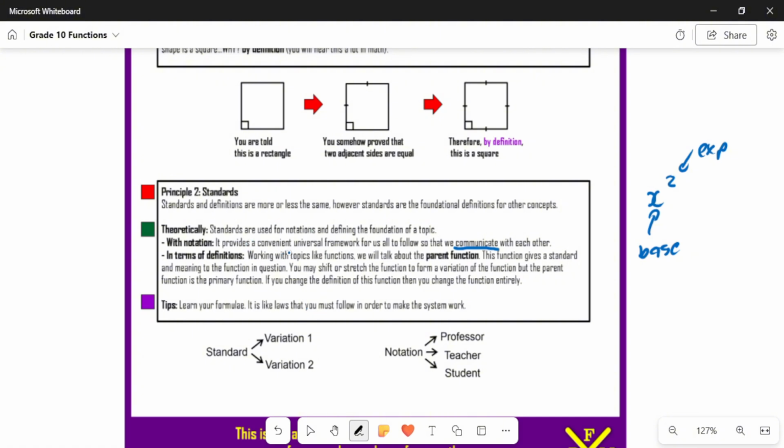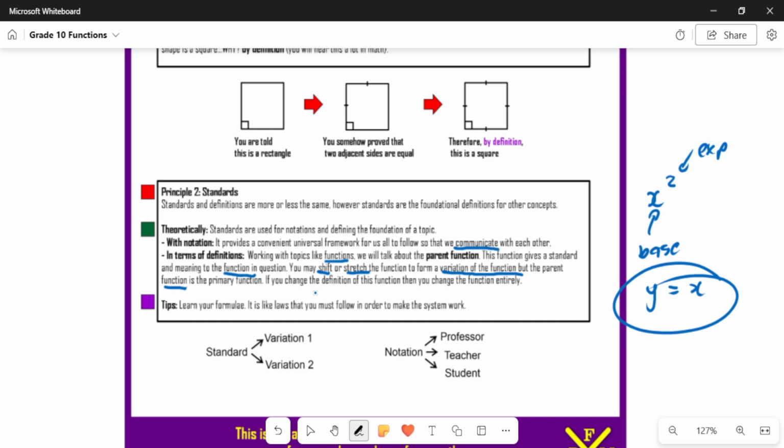In terms of definition, why are standards important? This is an idea that's very specific to functions. So let's read. Working with topics like functions, we will talk about the parent function. This function gives a standard and meaning to the function in question. And so when you're learning the line function, or the linear function, y equal to x is the parent function. You can take this function and shift it and stretch it to form a variation of the function, but the parent function is the primary function.